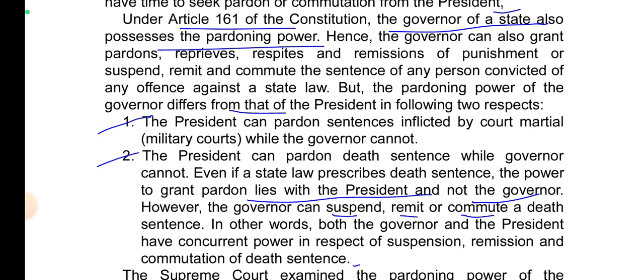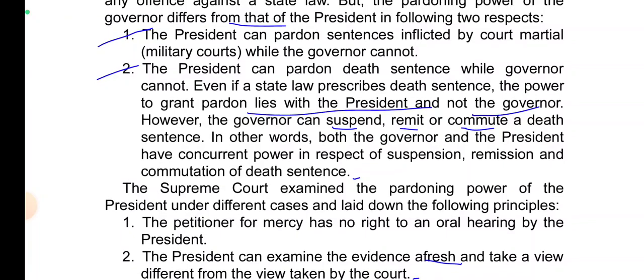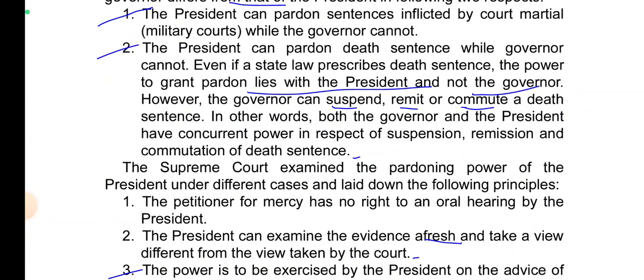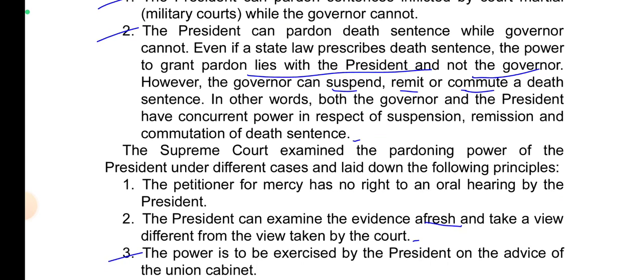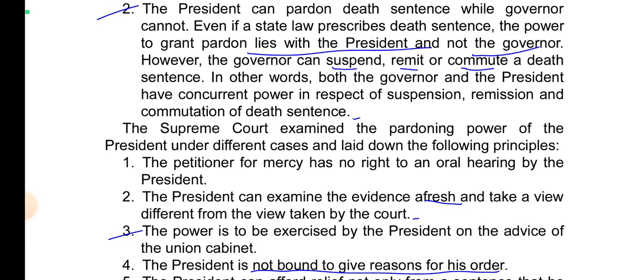But the pardoning power of the governor differs from that of the President in the following two respects. The President can pardon sentences inflicted by court-martial, military courts, while the governor cannot. The President can pardon death sentence while governor cannot. Even if a state law prescribes death sentence, the power to grant pardon lies with the President and not the governor. However, the governor can suspend, remit, or commute a death sentence. In other words, both the governor and the President have concurrent power in respect of suspension, remission, and commutation of death sentence.